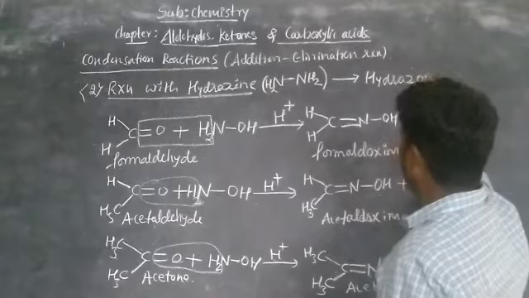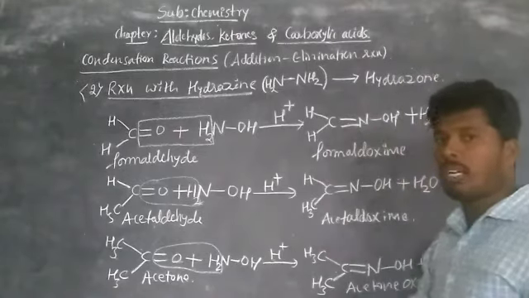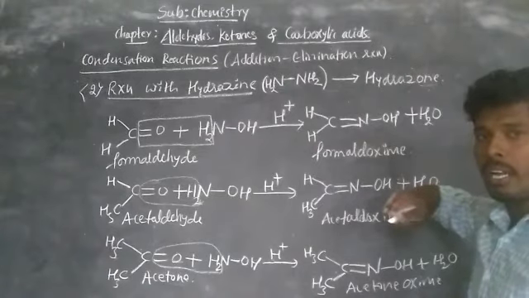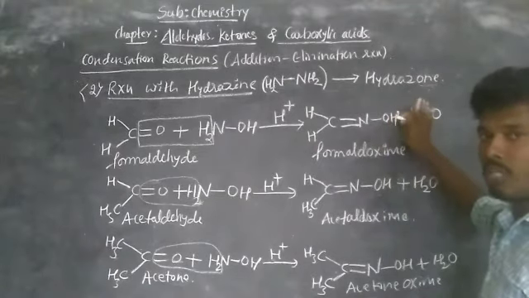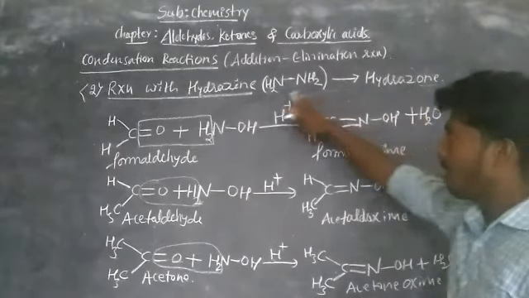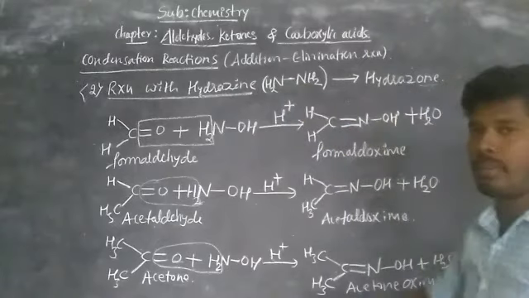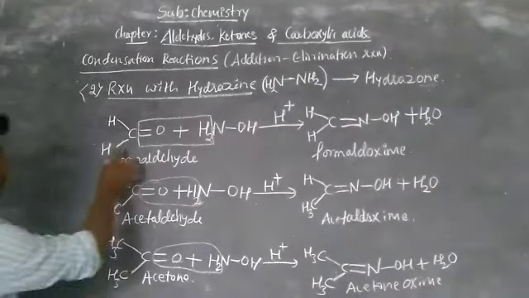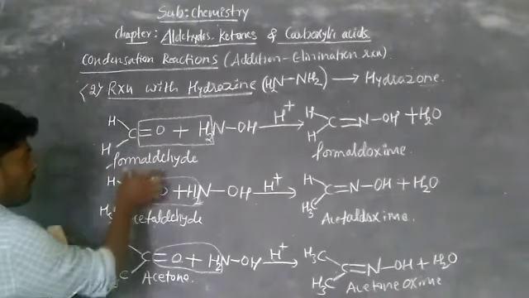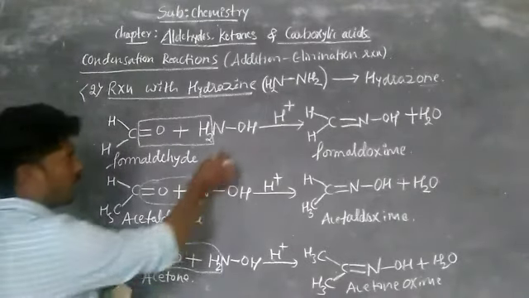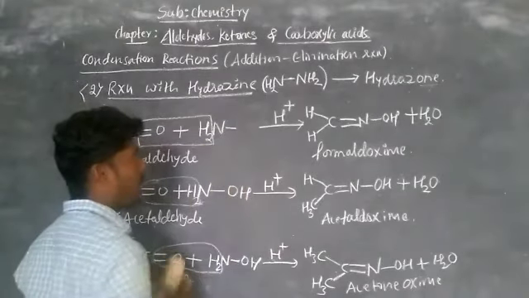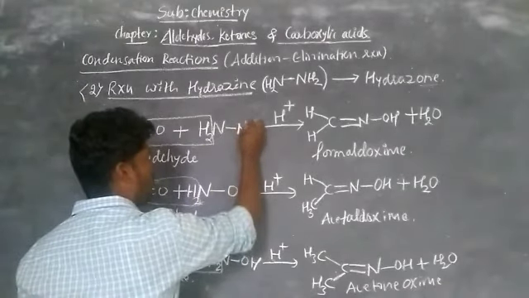Either it may be aldehyde or ketone, it doesn't matter. Don't confuse here, there is a C=O, hence we call them aldehydes and ketones. Always the hydrazine gives hydrazones. Now, similarly, take examples. Formaldehyde reacts with hydrazine. Hydrazine means NH2 bond NH2.